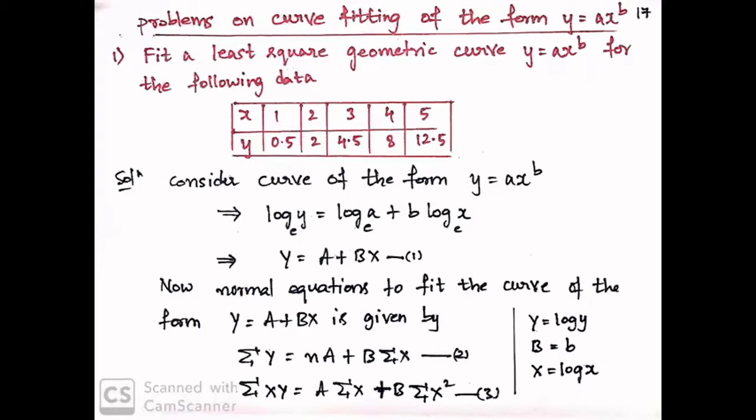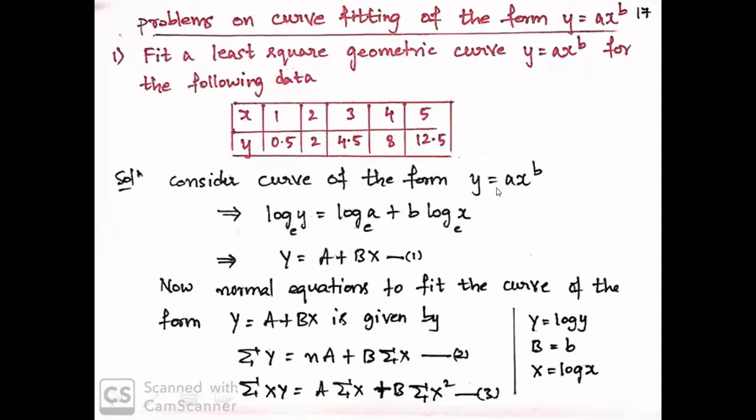Fit a least square geometric curve y is equal to a x power b for the following data. So x and y data are given. We just count the data here: 1, 2, 3, 4, 5. So 5 data points are given. In this case, n is equal to 5. Now consider the given geometric curve y is equal to a x power b. What do we do here? The basic principle is we convert the geometric curve into a straight line and write down the normal equations. For that, we need to take log on both sides.